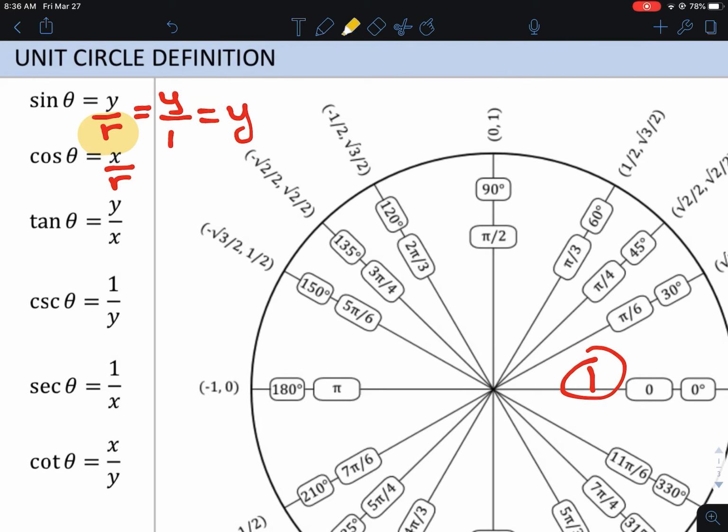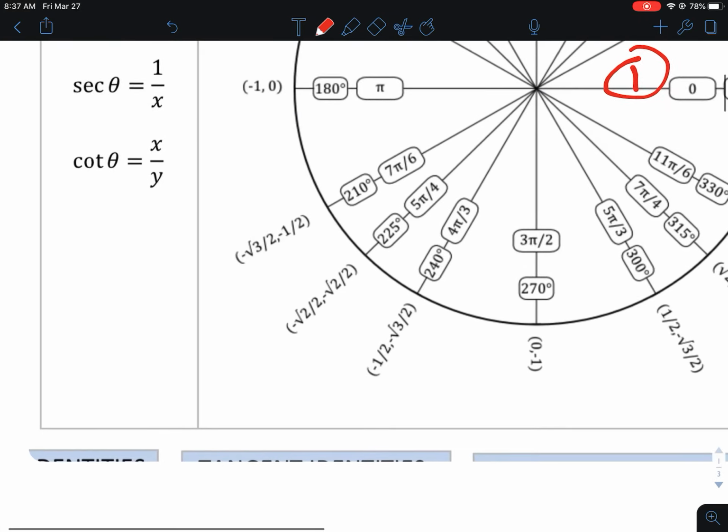Now, tangent is still going to be y over x, all right? So I want you to pause this video for a second and use the definition of sine and cosine, y over r and x over r, and see if you can figure out why tangent is still going to be y over x. So pause the video, try it, and then come back and we'll look at it together.